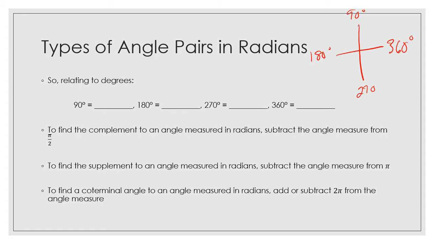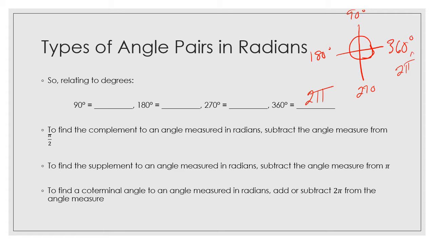So if we remember, a circle has a circumference of 2 pi r. So I have this circle. That means that if I go around 360 degrees, I've gone around 2 pi. So the radian measure of an entire revolution around the coordinate plane is 2 pi. So I have 2 pi.